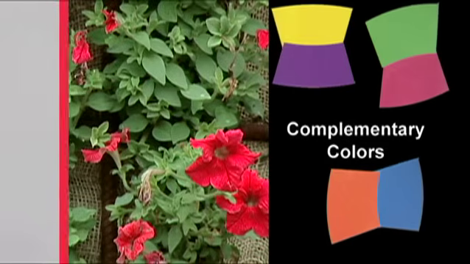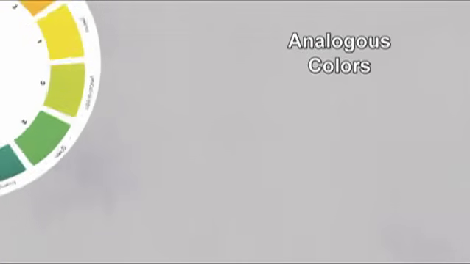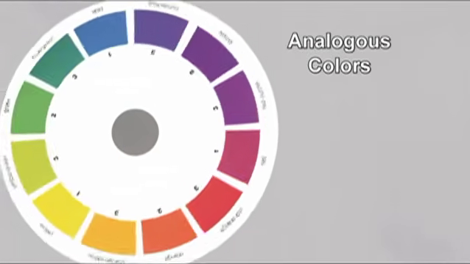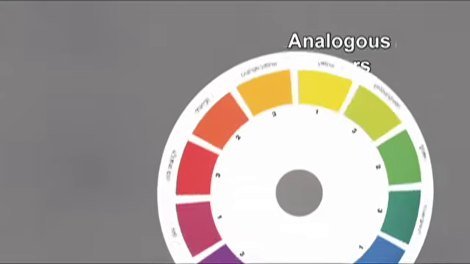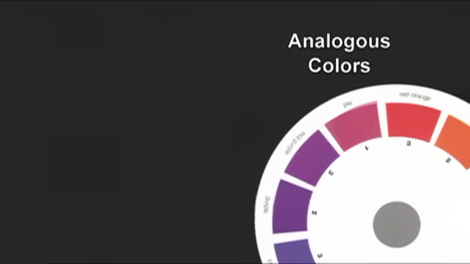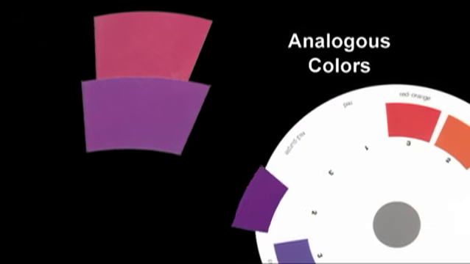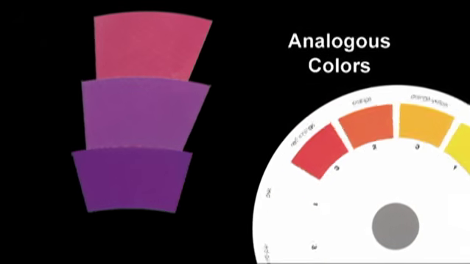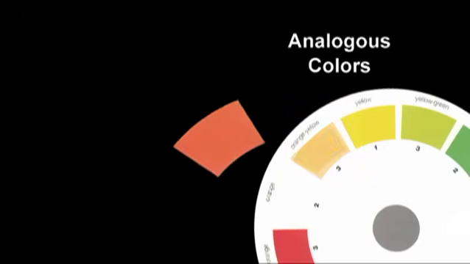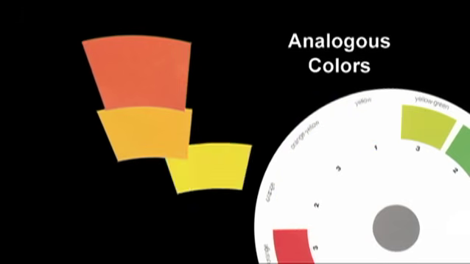Another common color scheme that we use is an analogous color scheme. And this color scheme uses colors that are immediately adjacent to one another on the color wheel. An example would include a garden that's planted with red, red-violet, and violet flowers. Another analogous color scheme might include orange, orange-yellow, and yellow flowers.